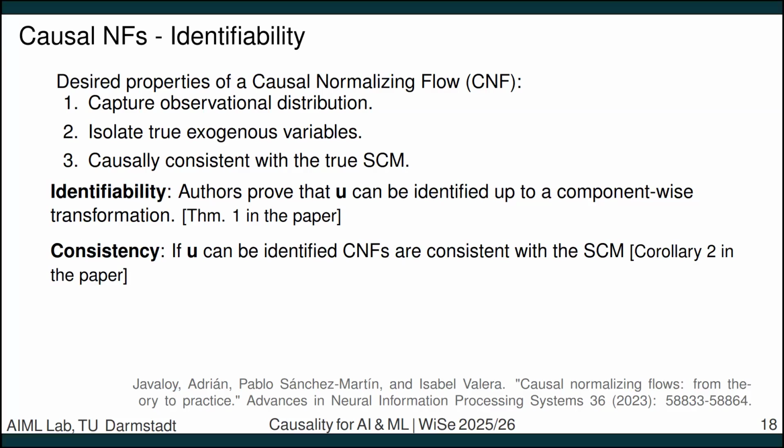And the second property is that it's consistent. So if the U's can be identified, then causal normalizing flows are consistent with the SEM. So this is then maybe the rather easy part. If we know we can infer those U's from observation, because our CNFs are normalizing flows and they are bijective by construction, then we can just reverse this whole process and get back our standard observational data.